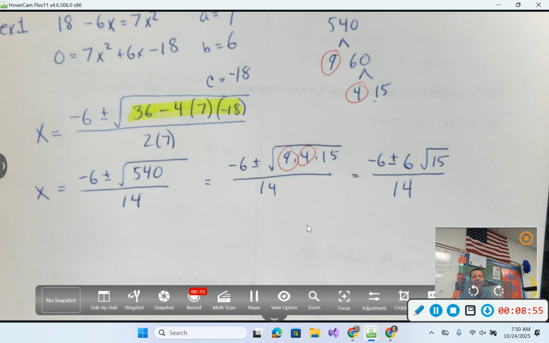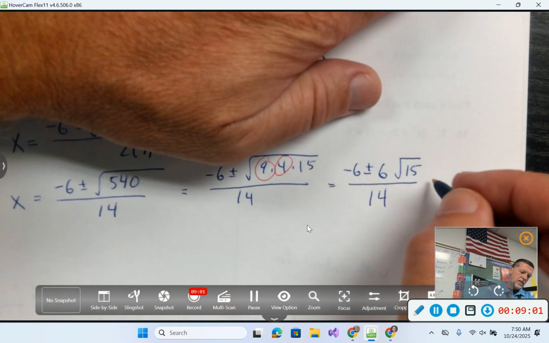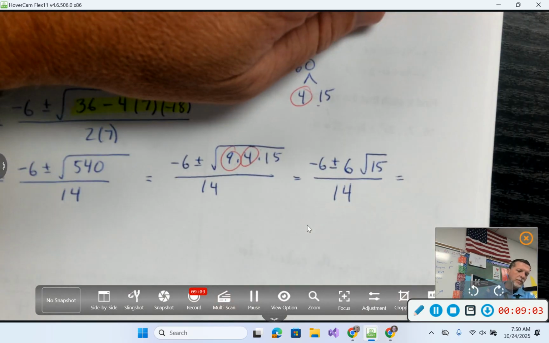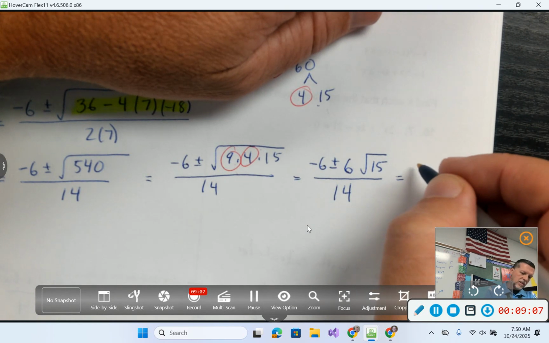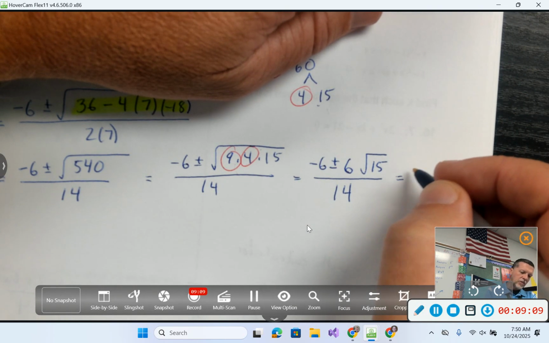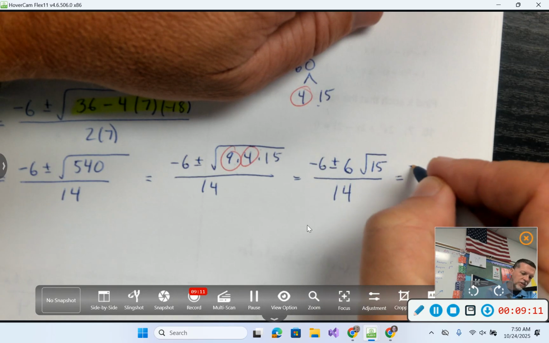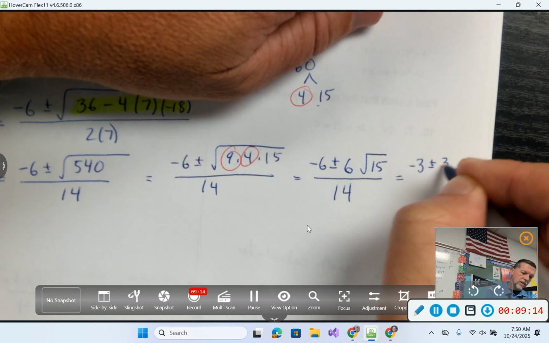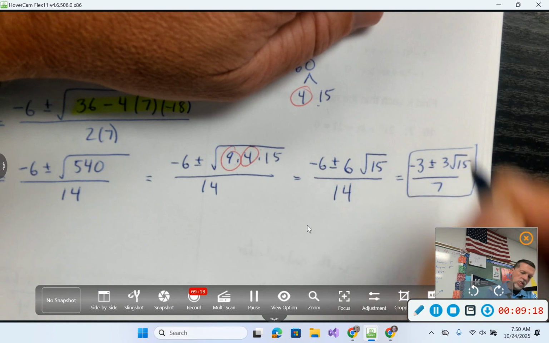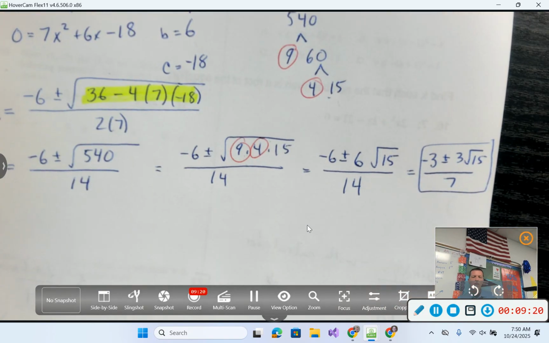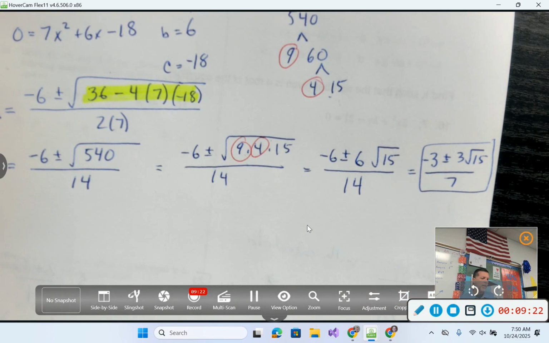Okay, am I done? How can I reduce that? I can divide everybody by 2. I'm a little short on space, so I'm not going to show the long way around. I'm going to trust that you can divide everything by 2. So there's my answer.